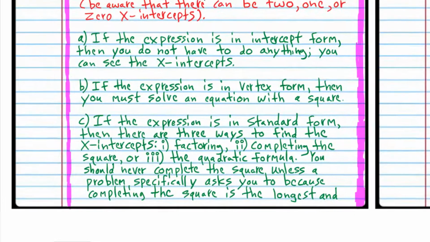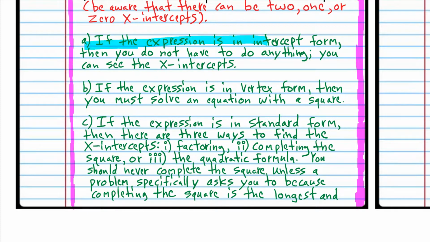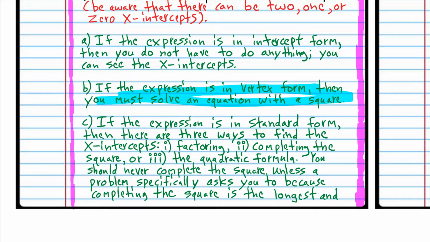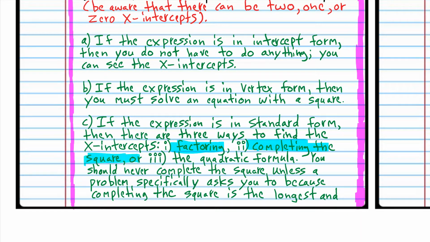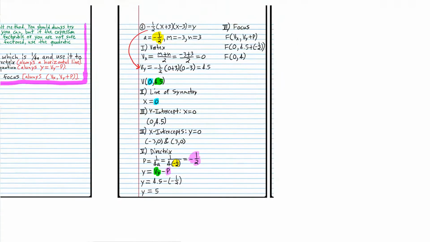Now, just to review here, when you're finding the x-intercepts, if the expression is in intercept form, you don't have to do anything. You can just see the x-intercepts. If the expression is in vertex form, then you have to solve an equation with a square. That's what we did in the previous problem, I believe. But if it's in standard form, then you have to consider 3 options: factoring, completing the square, or using the quadratic formula. Now, like I said previously, we never complete the square unless we have to, because that's the longest and most tedious method. So let's try factoring. And if that doesn't work, we'll use the quadratic formula.